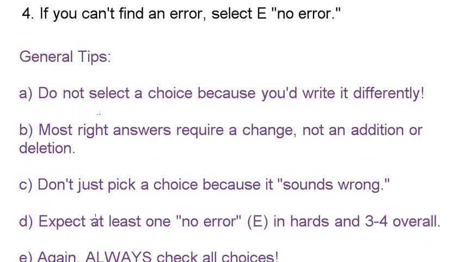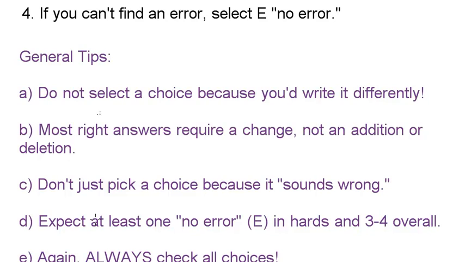General tips. Do not select a choice because you write it differently. Again, really important. A lot of people out there fancy themselves editors or whatever they might be. They like to proofread, whatever they like to do. And they sometimes like to make changes to sentences based off of how they would rather write it or how it could be written differently.